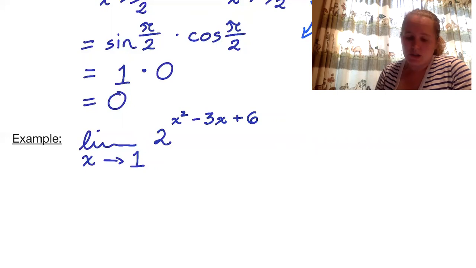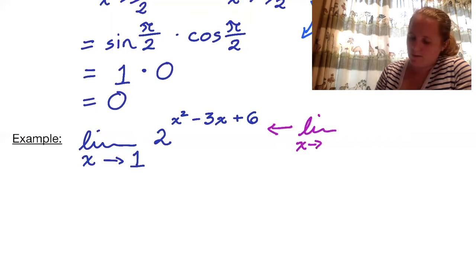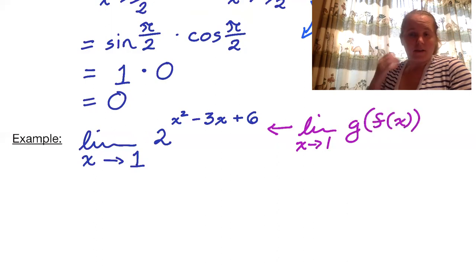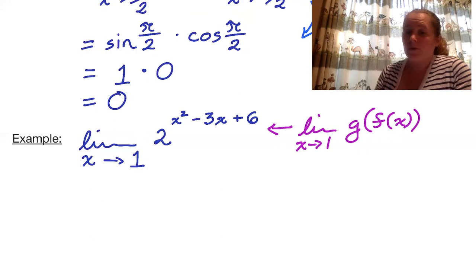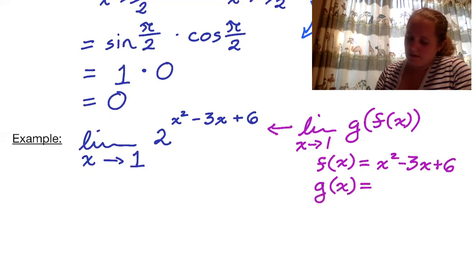So this is a composition. This is the limit as x approaches 1 of g of f of x. And we need to figure out what would our inside function be, what would our outside function be. So in this case, our inside function, our f of x, would be that x squared minus 3x plus 6. And our outside function would be 2 to the x.